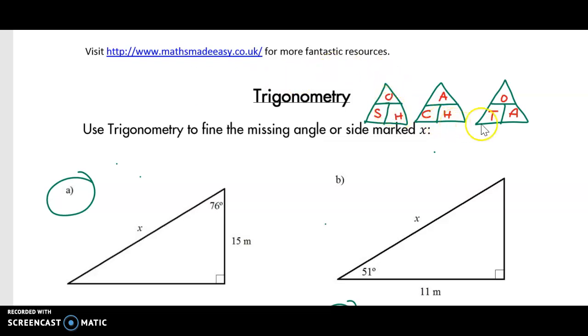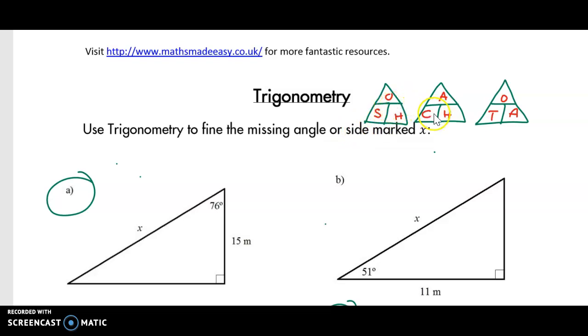So as you can see, I've written out my three triangles which represent sine, cos and tan. So this is sine of the angle, opposite over hypotenuse; cos of the angle, adjacent over hypotenuse; tan of the angle, opposite over adjacent. So let me talk you through the steps.